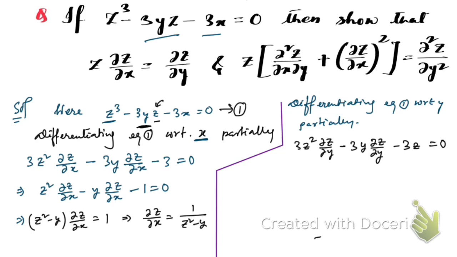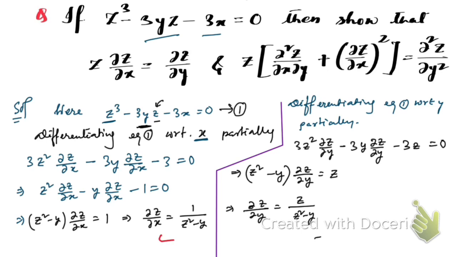Now again we can divide both sides by 3. Then we have z square minus y taken common, times del z by del y, and the minus z on the other side becomes plus z. Both sides are divided by 3, and 0 divided by 3 is 0. Hope you have understood. From here we get del z by del y is equal to z by z square minus y.